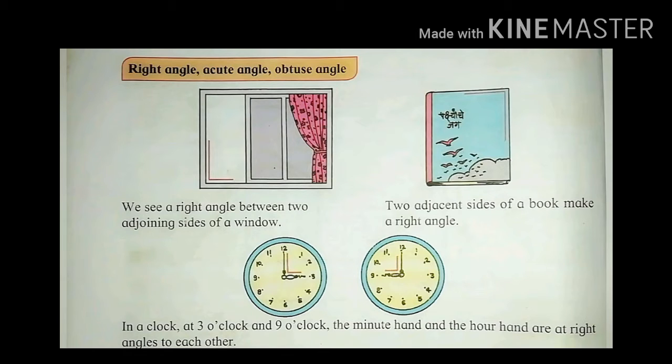In a clock at 3 o'clock and 9 o'clock, the minute hand and hour hand are at right angle to each other. When you observe a clock, when it's 3 o'clock, you can see there's a right angle. When it's 9 o'clock, you can see that it is a right angle.